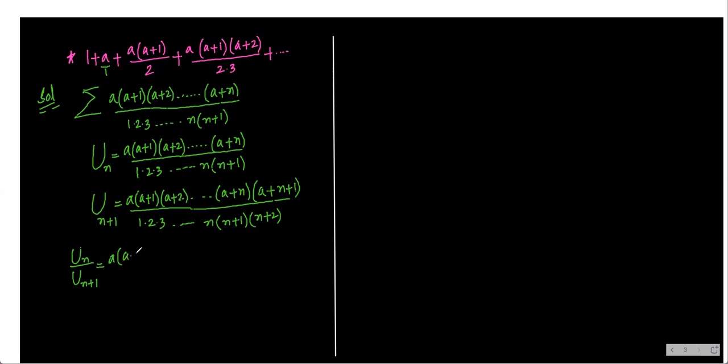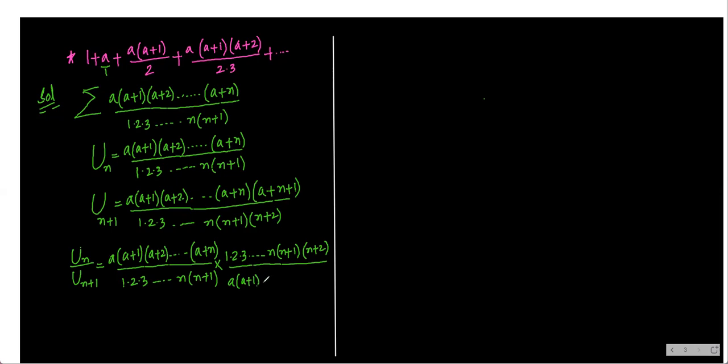a into a plus 1, a plus 2, and so on, a plus n, divided by 1 into 2 into 3, and so on, n into n plus 1, multiplied by the second fraction reversed: 1 into 2 into 3 and so on, n into n plus 1, n plus 2, divided by the reciprocal of the second fraction, so a into a plus 1, a plus 2 and so on, a plus n, into a plus n plus 1.